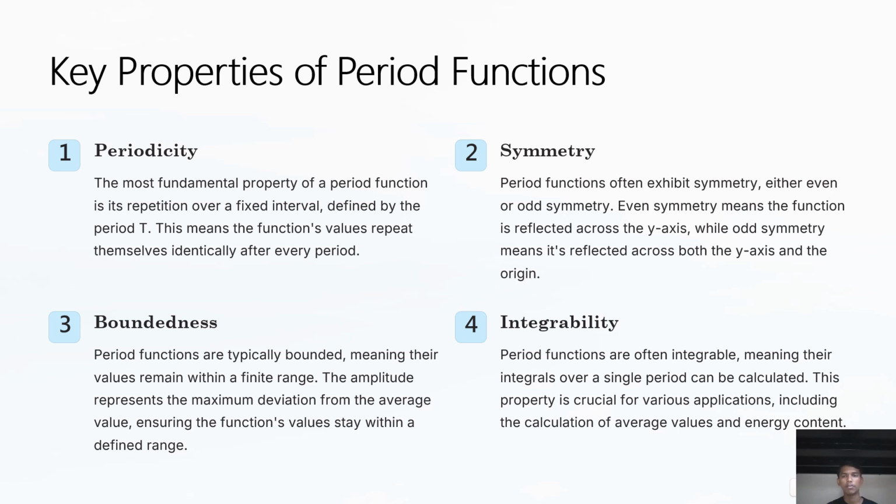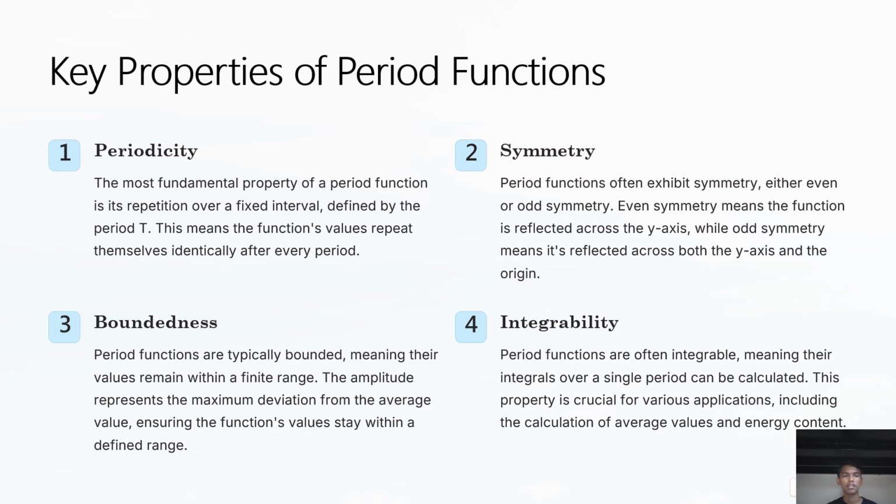Symmetry. Periodic functions often exhibit symmetry, either even or odd symmetry. Even symmetry means the function is reflected across the y-axis, while odd symmetry means it is reflected across both the y-axis and the origin. Boundedness.